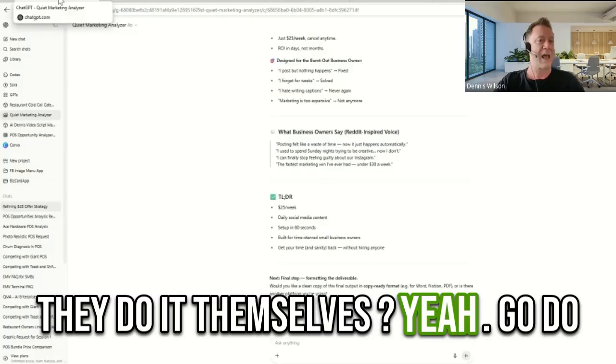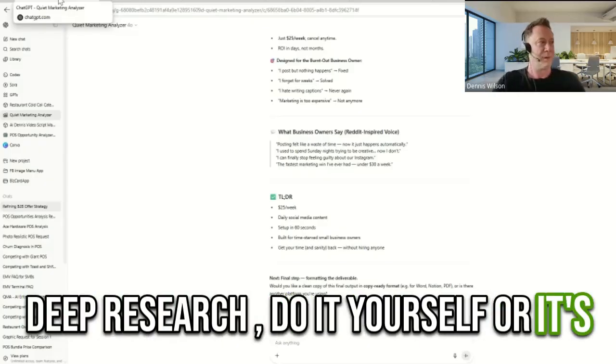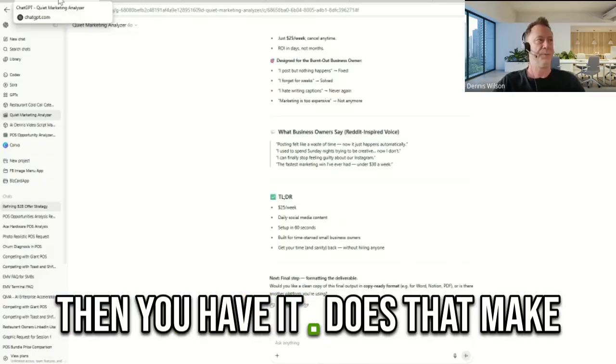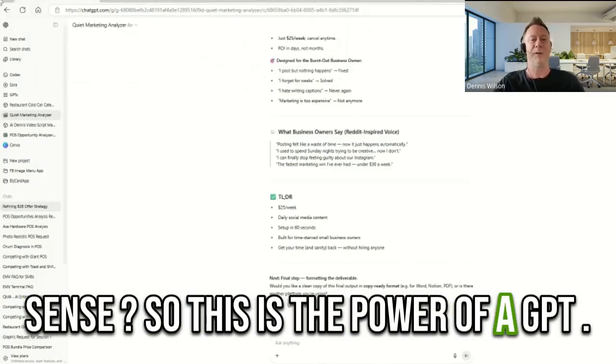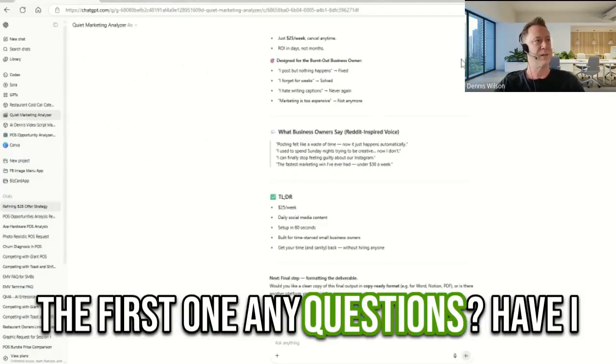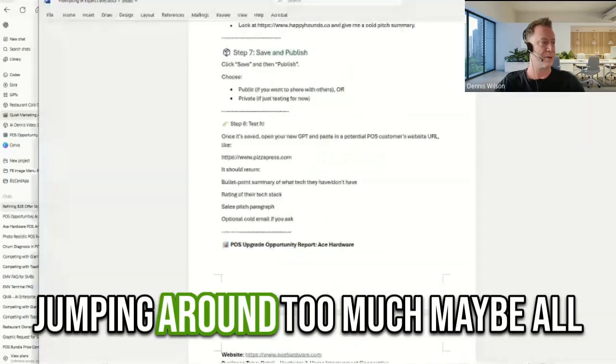Could they do it themselves? Yeah, go do deep research, do it yourself. I mean, again, you could hire someone to build this for you and then you have it. Does that make sense? So this is the power of a GPT. Like this is a higher octane GPT than the first one. Any questions? Have I confused everybody at this point? Jumping around too much, maybe?